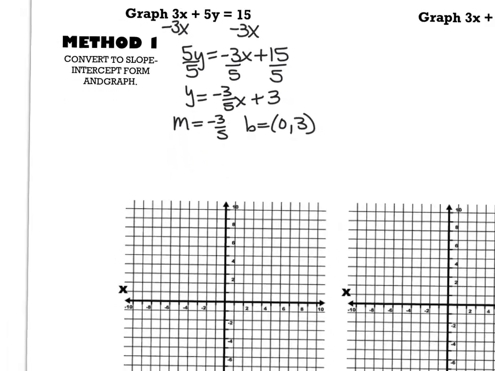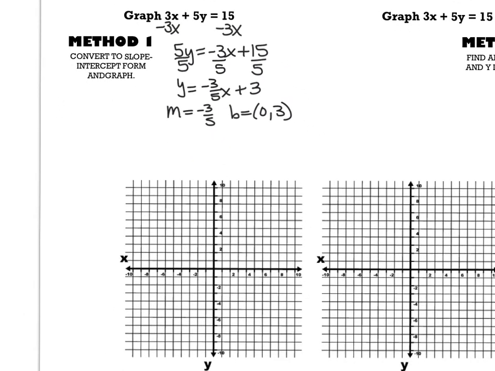Now I can easily graph that like how we did in the last section, and I'm going to go 0, 3 on the y-axis and make a point, and then I'll go down 3 and to the right 5 to make a second point. I can do that again, down 3 and to the right 5, make a third point. Don't forget, you also want to go back to that y-intercept and go the other direction as well. So I can go up 3 and to the left 5. And that'll continue on with my line. Connect my points. And there's my graph for 3x plus 5y equals 15.